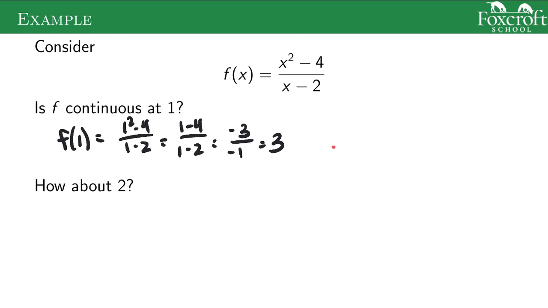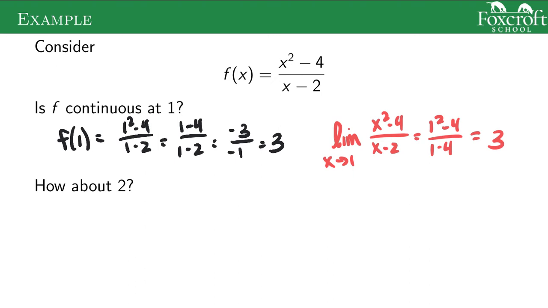The other thing we have to do is check the limit as x approaches 1 of x squared minus 4 over x minus 2. What we saw in Unit 1 with a rational function is that if you can plug in the value and you're not dividing by 0, then you can just plug it in. We already did this, and we get 3. Both of these exist, and we get the same number. So is the function continuous at 1? Yes. Pretty much if your limit ends up being the same as plugging in the number, then it's going to be continuous.